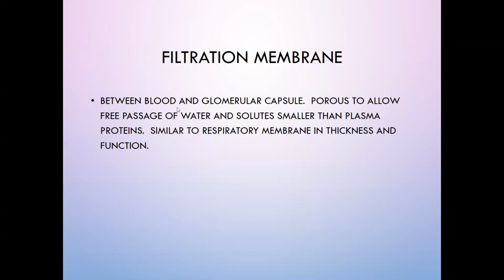We've got this down now. Between the blood and the glomerular capsule, the membrane is porous to allow free passage of water and solutes smaller than plasma proteins. It's similar to the respiratory membrane in thickness and function.